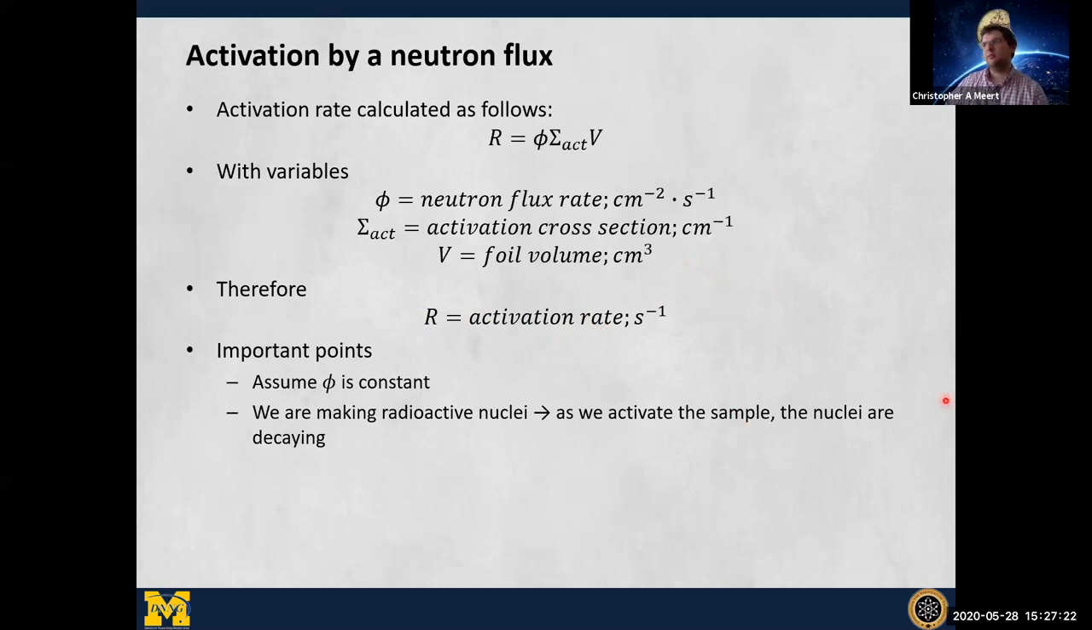But some important points here before we move on is that this is a sort of integrated method. So we have to assume that the flux is constant. We will not be able to tell a time-dependent neutron flux. So we need to make sure that for all our activation experiments that we keep that neutron flux as constant as possible for this analysis to work. And also keep in mind this slide so far just covers the creation of elements, the activation of the sample. And since we're making radioactive nuclei, as we activate them, they're going to be decaying.